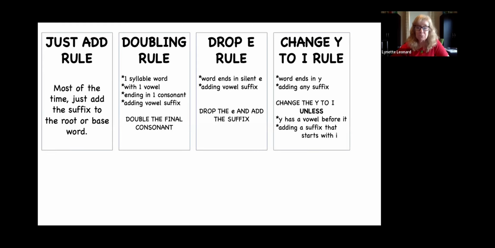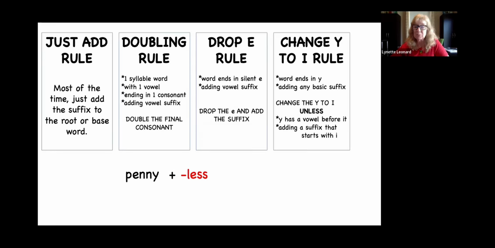The fourth and final rule we're going to talk about is called the change the Y to I rule. This rule states that when a word ends in a Y and we are adding any suffix to the word, usually we change the Y to an I, but there are two exceptions. We don't change the Y to an I if there is a vowel directly before the Y. And we do not change the Y to an I if we are adding a suffix that starts with an I, like ing or ist or ish.